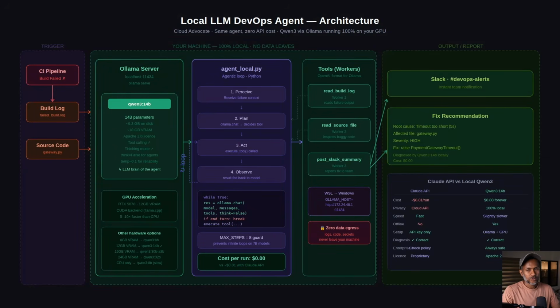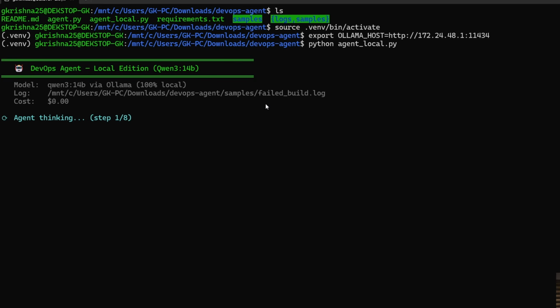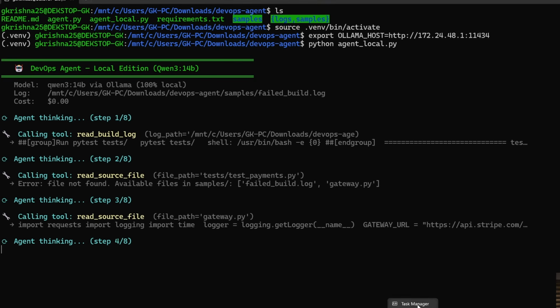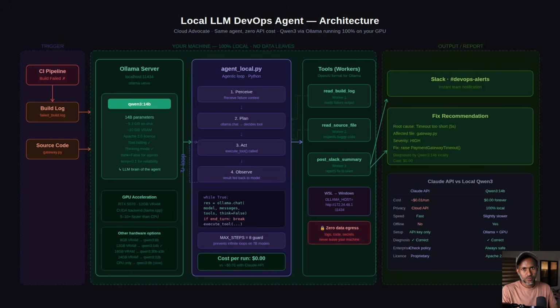So in this video I'm going to show you how I'm going to debug the build.log file using my local LLM model. In the last video we used Claude. If you missed the last video, I highly recommend watching that so that you will get the context of what we are trying to do in this video.